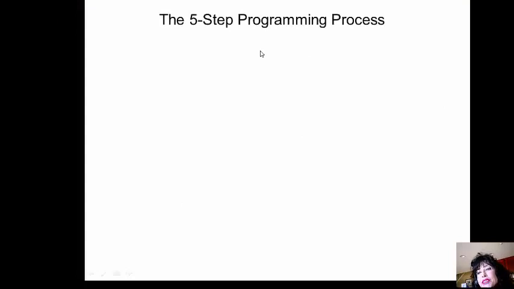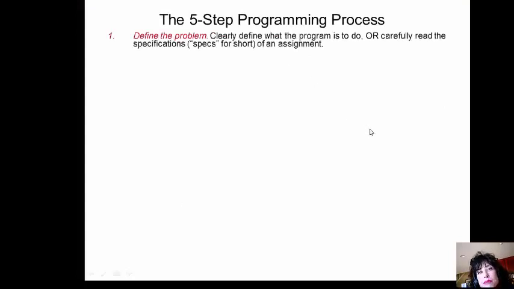Let's talk about the 5-step programming process now. Step 1, define the problem. Clearly define what the program is to do. Or if you're doing one of the homework assignments or labs in this class, read over the homework specifications, which is specs for short, for your assignment.